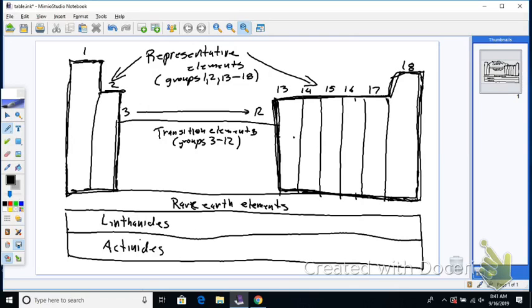Then we've got our groups. We've got group names. This first group is called the alkaline metals. We'll give you information on those later on another form. This is called the alkaline earth metals. They have a real similar name, they just extend it out a little bit. So that's alkaline earth.